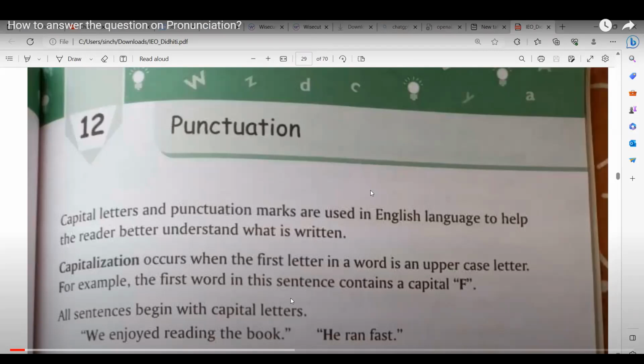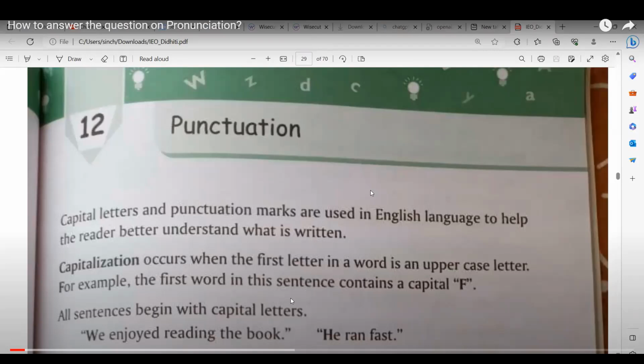So where do we use capital letters? Normally at the beginning of a sentence, and for the proper noun, for the names. If we want to write any short form, for example, the short form of doctor is Dr., so we use the capital letter for D. So these are the rules where we use the capital letter.